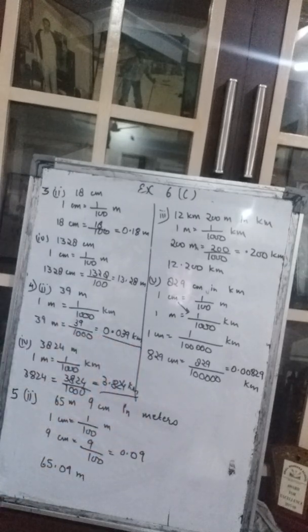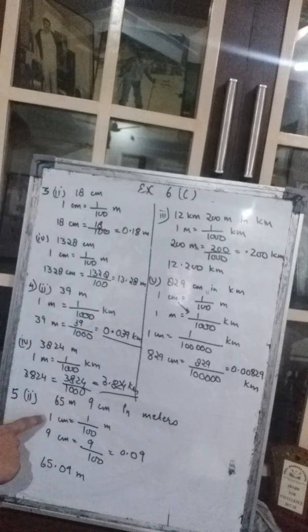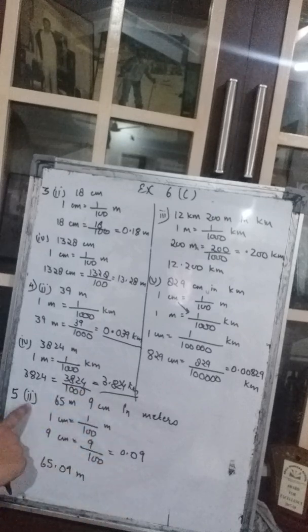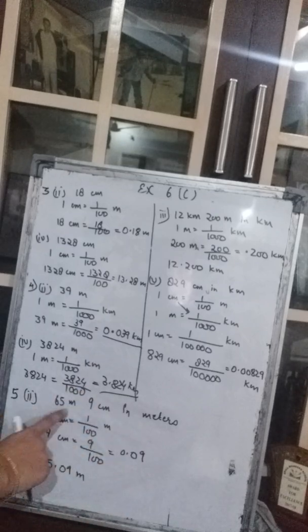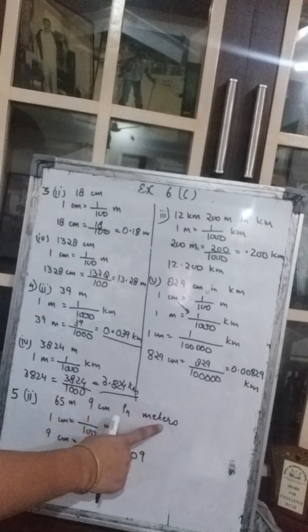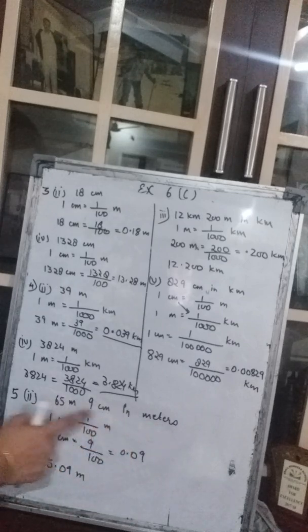Clear? Now we come to the fifth question. The fifth question says that, using the decimal notation, we have to express this. That means we have to express this using the decimal. How? Let's do the second part. 65 meter, 9 centimeter in meters. We have to express this whole into meters.